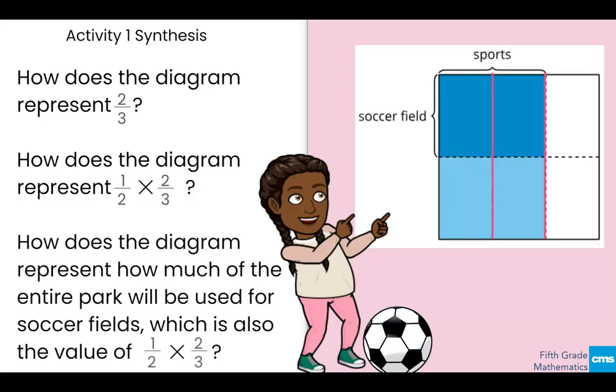So how does the diagram represent how much of the entire park will be used for the soccer fields, which is also the value of 1/2 times 2/3? It shows 2 pieces that are each 1/6 of the whole. So that would be 2/6.